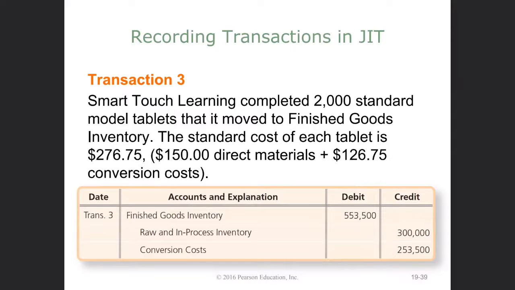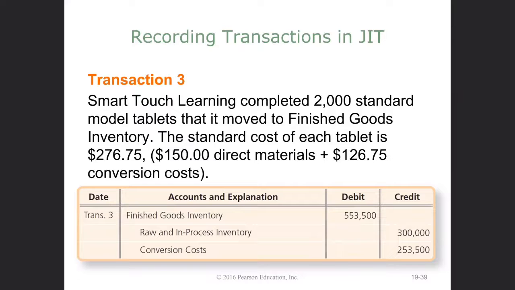Smart Touch Learning completed 2,000 standard model tablets that moved to finished goods inventory. So we've completed 2,000 and we've moved them to our finished goods inventory account. The standard cost for each tablet is $276.75. So we have $150 in direct materials plus $126.75 in our conversion cost.